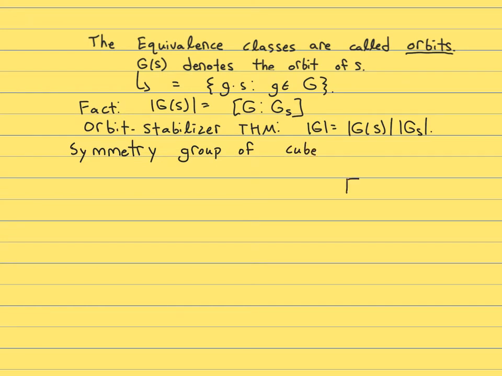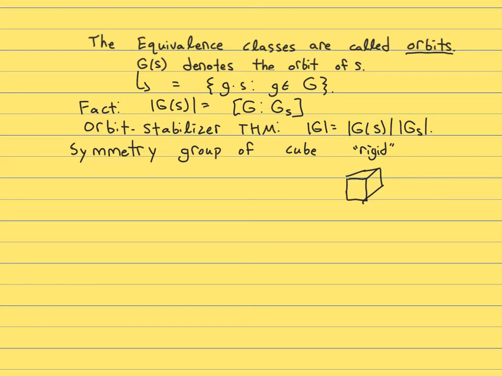A three-dimensional object. By symmetries, I'm talking about what are called rigid symmetries, symmetries that you can actually carry out in physical reality. Let's see if I can state this correctly.